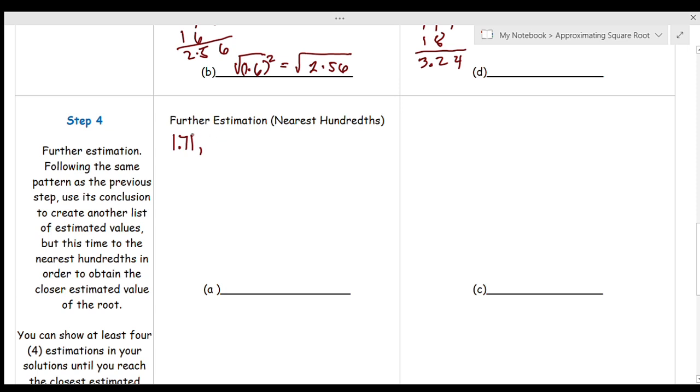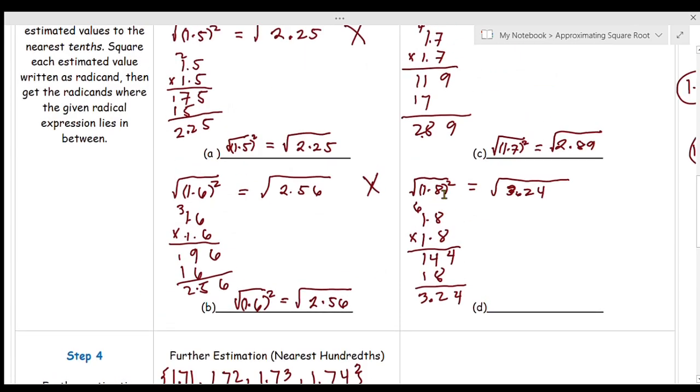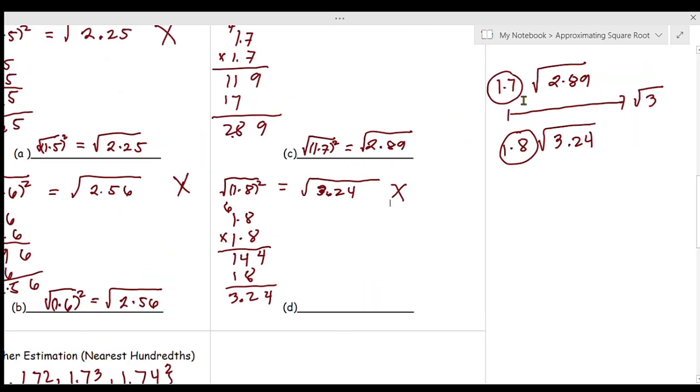So, we have to select at least 4 estimations. So, from 1.7 to 1.8, we now have 4. This 1.8, we will no longer take. It is in between 1.7 and 1.8, the square root of 3.